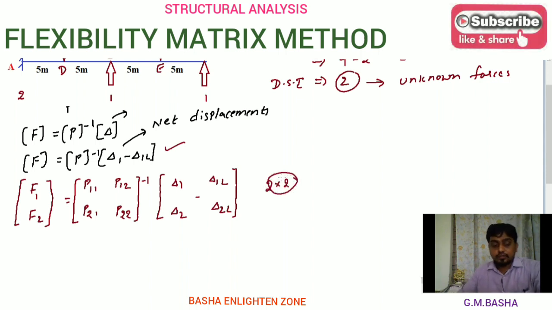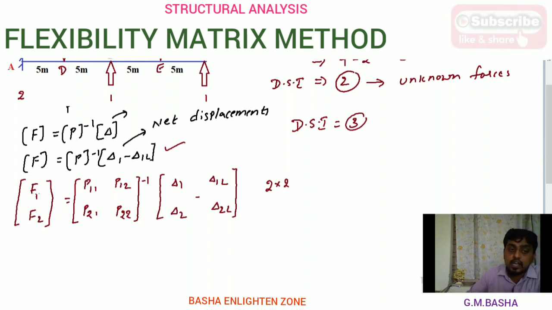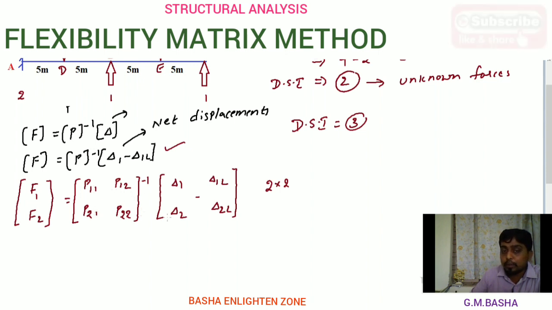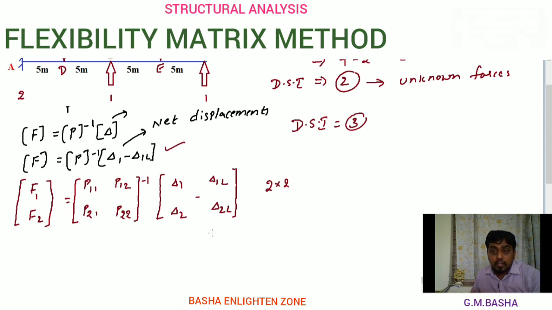For example, if the degree of static indeterminacy is equal to 3, at that time you will simplify this formula in terms of 3 by 3 matrices. F1, F2, F3 are the three unknown forces. Similarly, this will be in 3 by 3 matrices: P11, P12, P13, P21, P22, P23, similarly P31, P32, P33. Again, delta 1, delta 2, delta 3 minus delta 1L, delta 2L, delta 3L. Like that, based on how many unknown forces, we can simplify that formula.